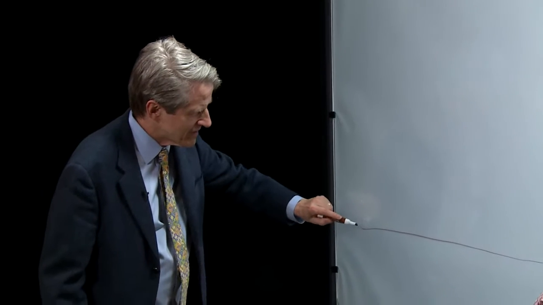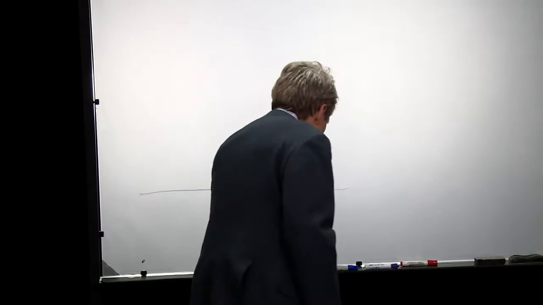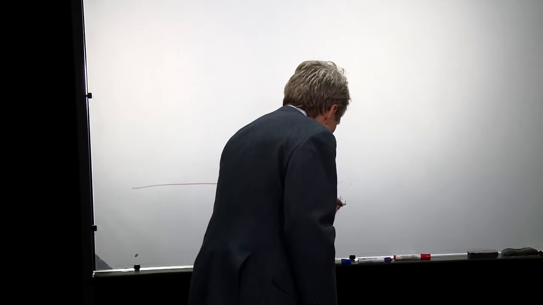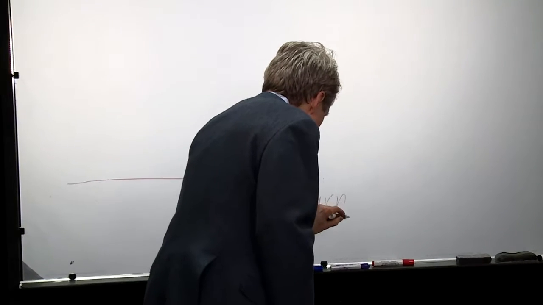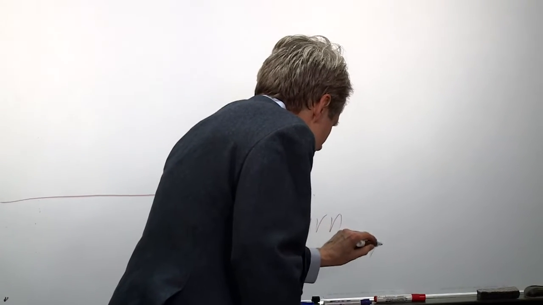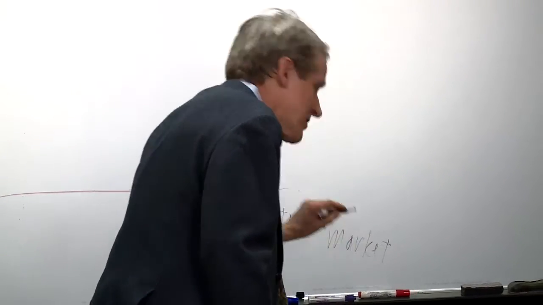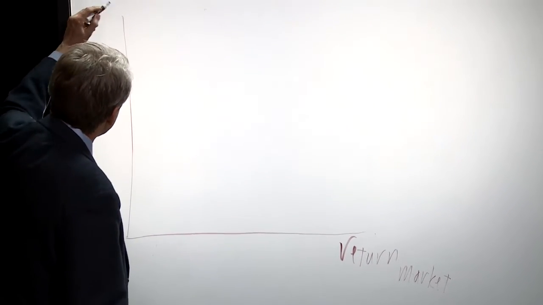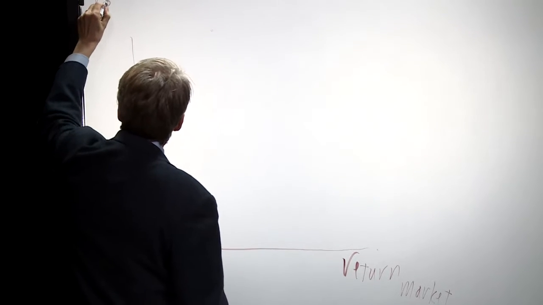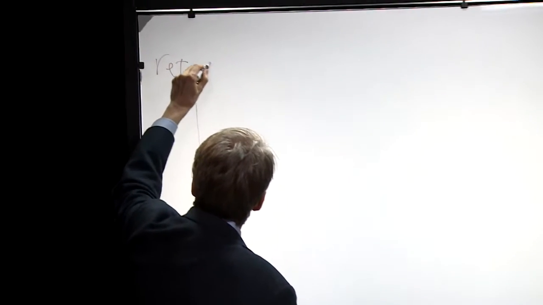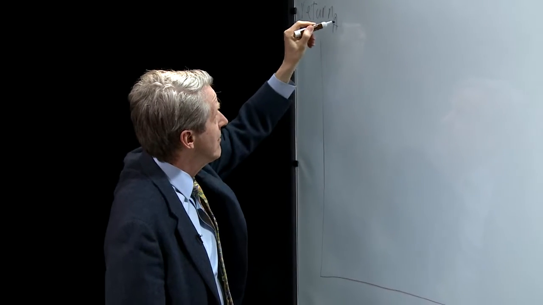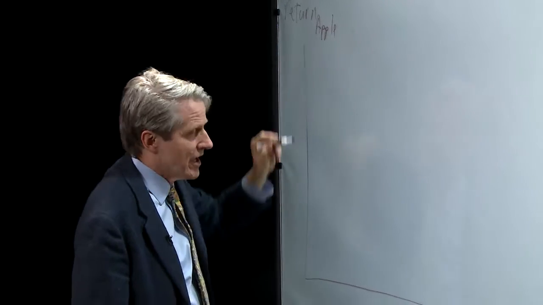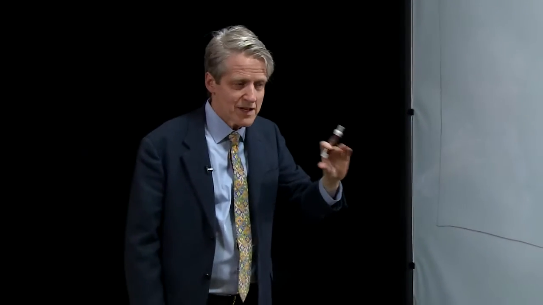So let me just draw on the horizontal axis the return on the market. That's everything you could invest in. Let's just imagine all stocks put together. And then on this axis, we're going to put the return of Apple. And each point represents 1 year.